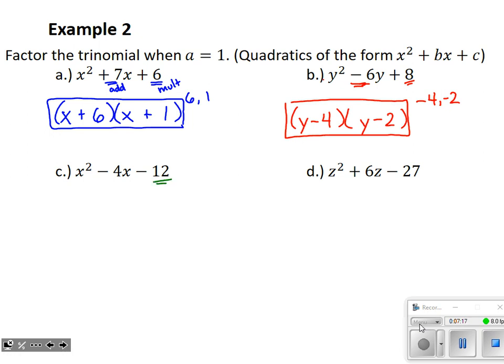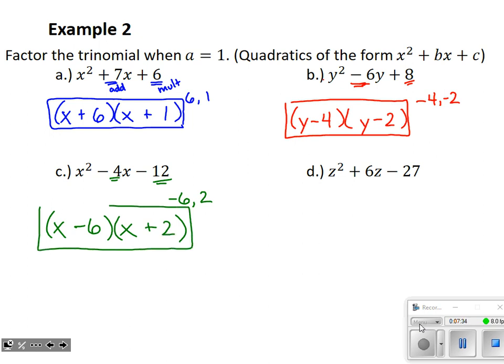Example C, what multiplies to be negative 12 and adds up to negative 4? That's a negative 6 and a positive 2. So let's set up our factors. Out front, I've got to have x times x for my first times first. Then magic numbers, minus 6 plus 2. Quick check as I run through FOIL. Yeah, that'll make negative 4x in the middle. And last times last gives me negative 12. It works.